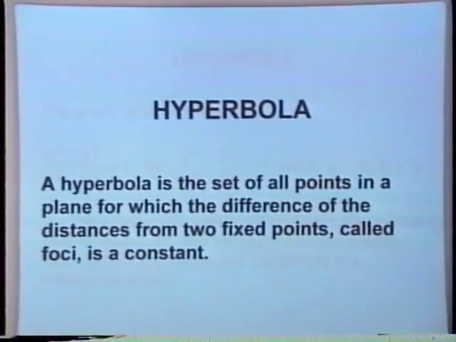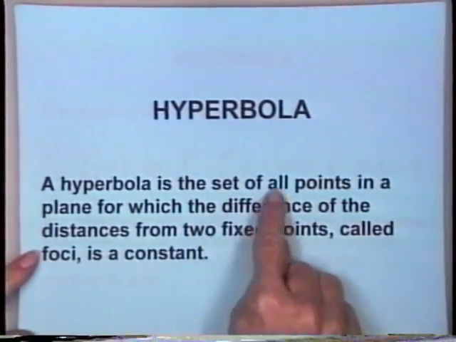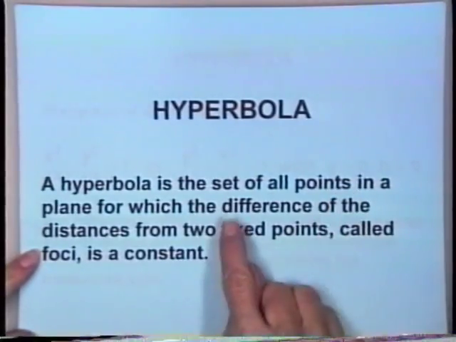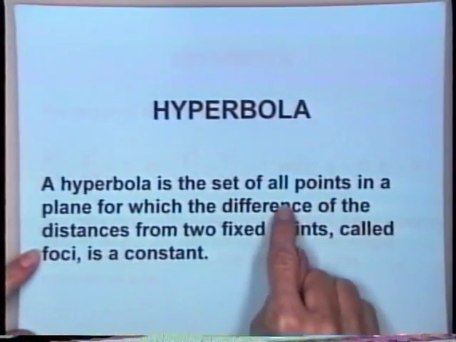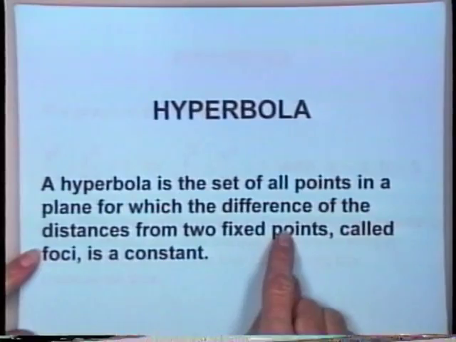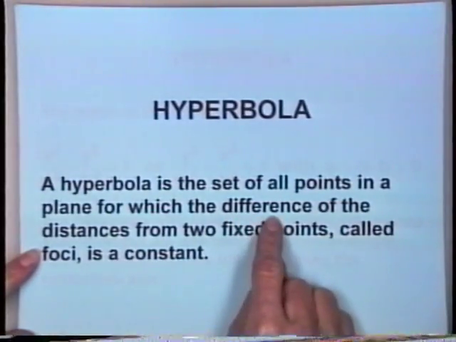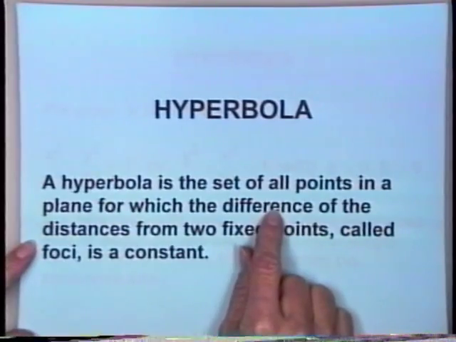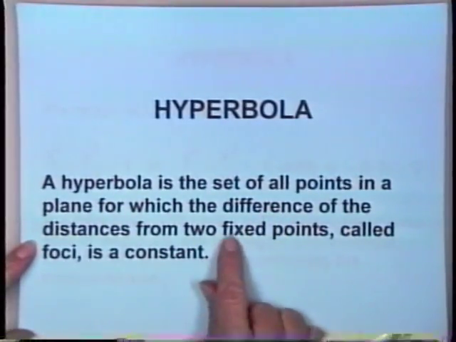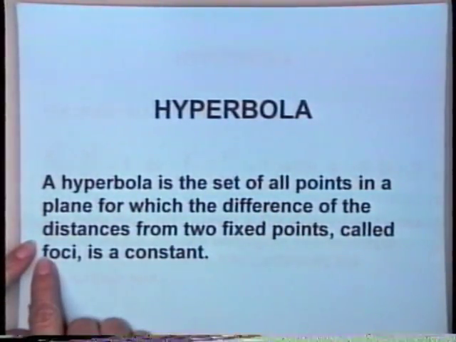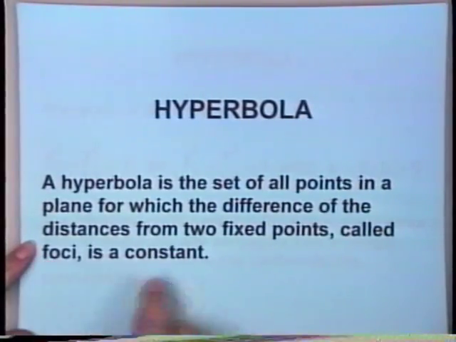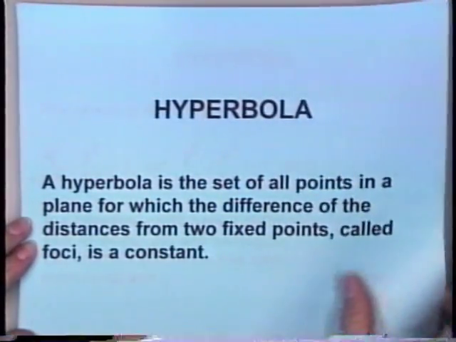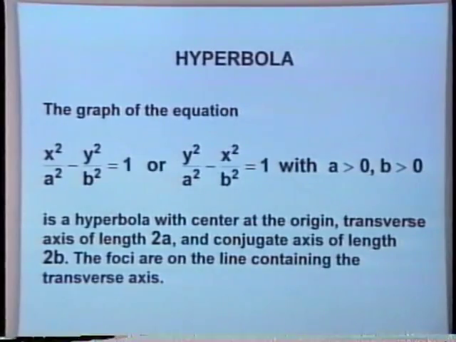Now you'll notice this definition is very similar to the definition of an ellipse. We have a set of all points, but notice here, instead of finding the sum of the distances from two fixed points, we're taking the difference, we're subtracting those distances. This time when we subtract the distances, we get a constant. You'll notice these two fixed points are still called foci. Now I want us to look at the equation of a hyperbola next.